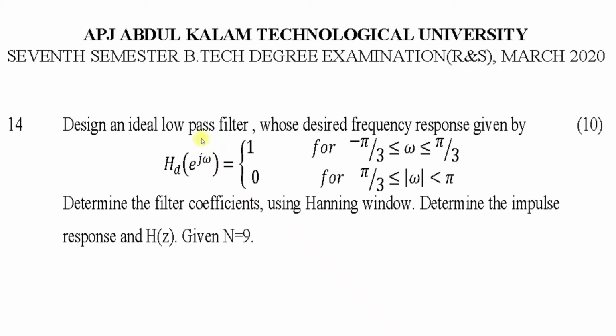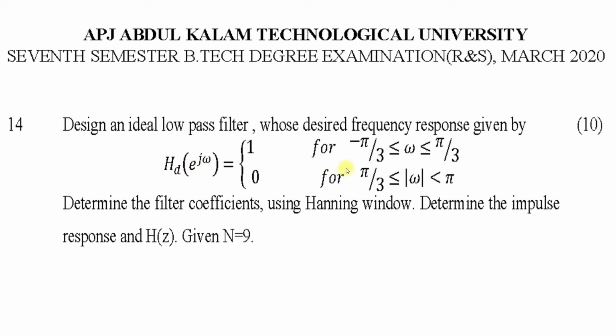Here is a problem on FIR filter design using windowing technique. This is a commonly asked question in the university examination. Here the desired frequency response is given. You have to design using the Hanning window and you have to determine the H of Z, also given N equal to 9.